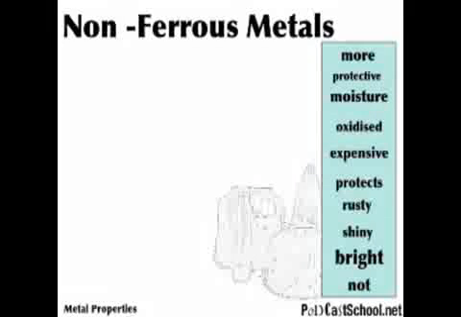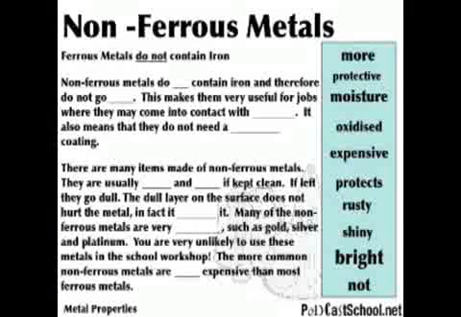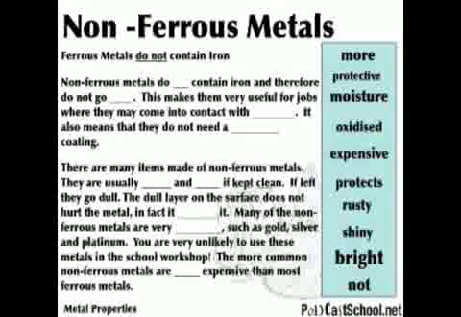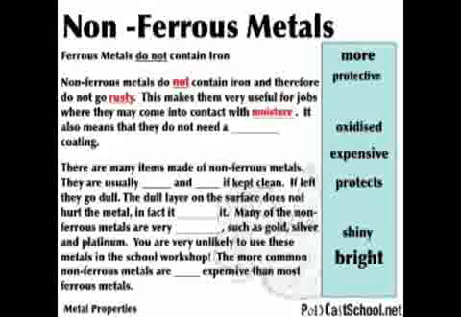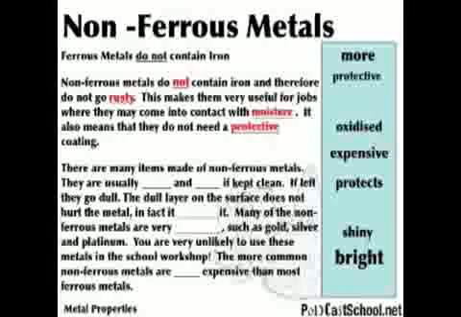Now, non-ferrous metals, and as I said before, these are metals that do not contain any iron whatsoever. Now, this is quite small text. Hopefully you can see it. If you can't see it so well, make sure you get the PDF, which will come along with this podcast. Okay, let's fill these out together. Non-ferrous metals do not contain iron, and therefore do not go rusty. This makes them very useful for jobs where they may come into contact with moisture. It also means that they do not need a protective coating.